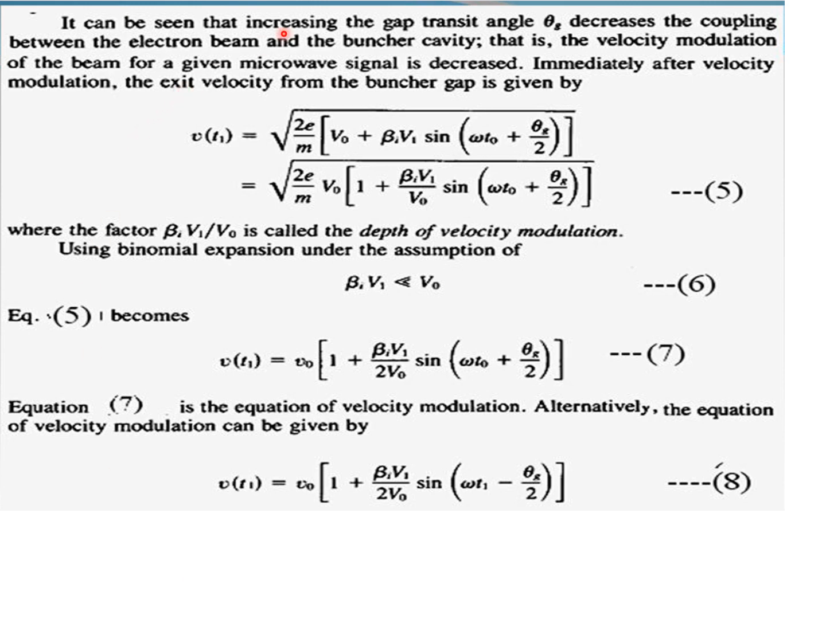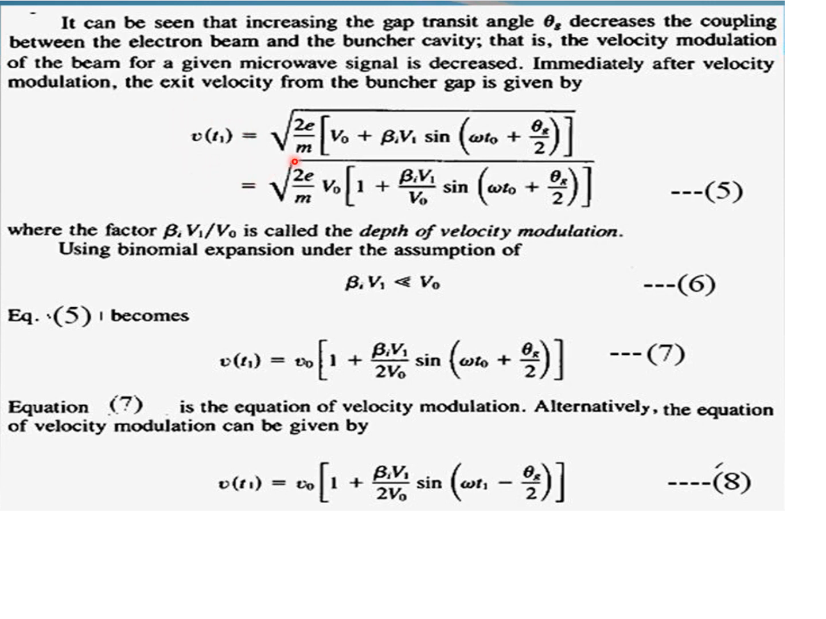Now from the previous expression, it can be seen that when we increase the gap transit angle theta g, it is going to decrease the coupling between the electron beam and Buncher cavity, and velocity modulation will decrease for a given microwave signal. Now we will write the expression for the exit velocity from the Buncher gap. We know the initial velocity of electrons arriving at the Buncher cavity and the expression for velocity modulated electron in the Buncher cavity. So combining these two terms, we get the expression for exit velocity of electron from the Buncher gap.